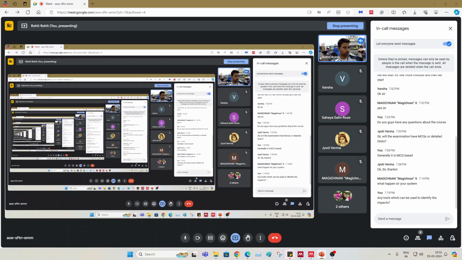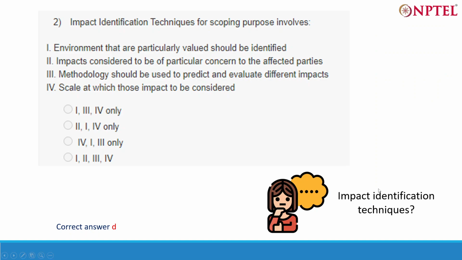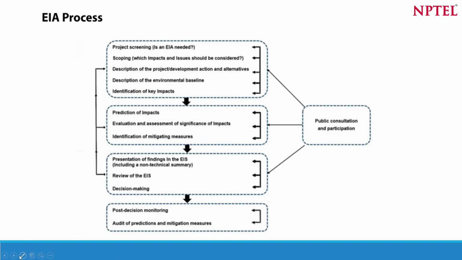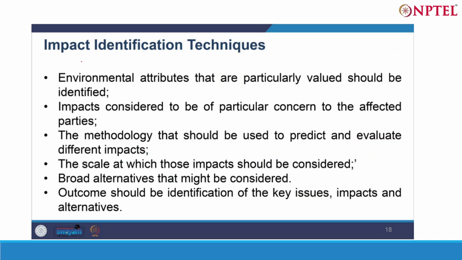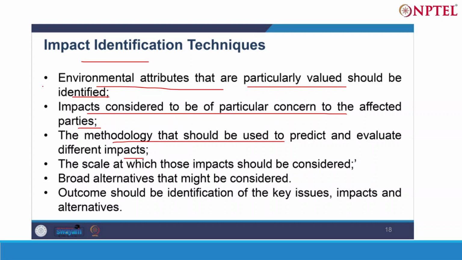Now we'll move to the impact identification techniques, how impacts are actually identified. That's why I made you look into this EIA process. Basically, the environmental attributes that are particularly valued should be identified, and impacts considered to be of particular concern to the affected parties. Second thing, the methodology. These are the statements which were given in the question. Broad alternatives might be considered. Outcomes would be identification of key issues, impacts, and alternatives.